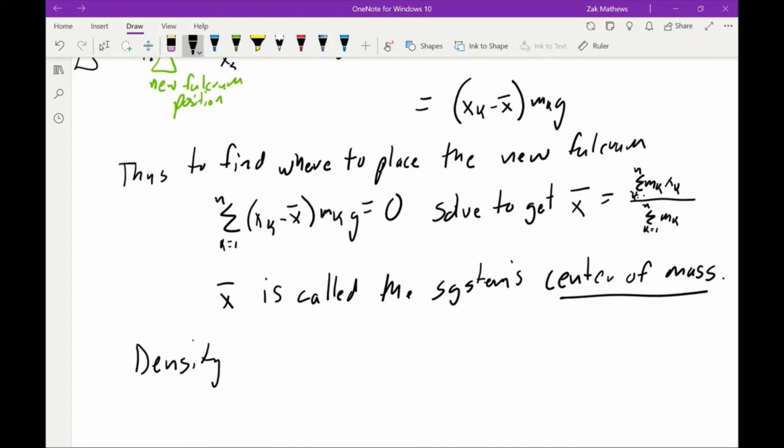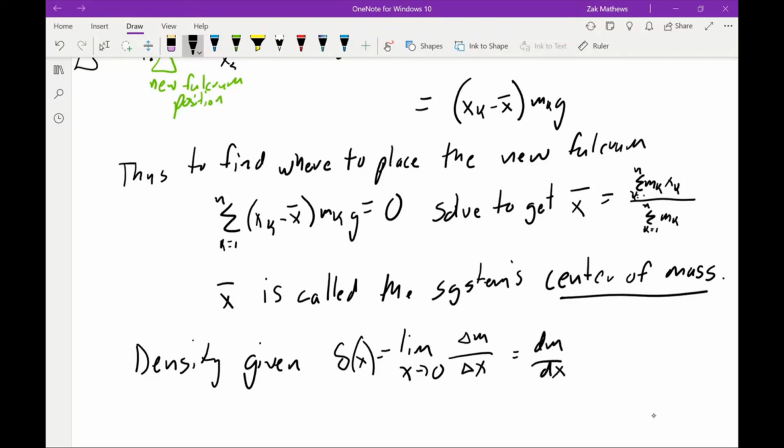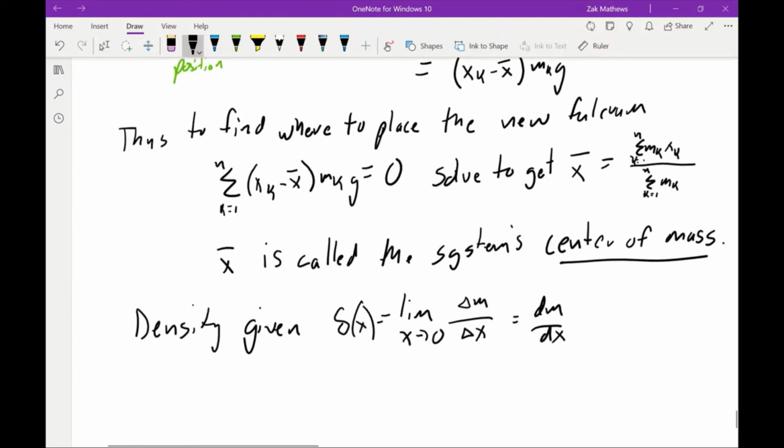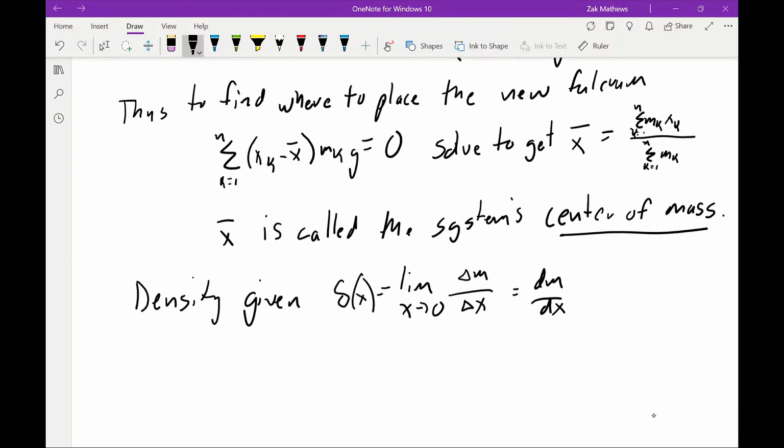Now, we can also calculate density. Delta x is equal to the limit, as x goes to 0, of the change in the mass over the change in position, which we can think of as dm dx. So what this allows us to do is to calculate the mass, right? If we want to calculate mass, we need its density. Mass is equal to the integral from a to b of the density of the object, dx.